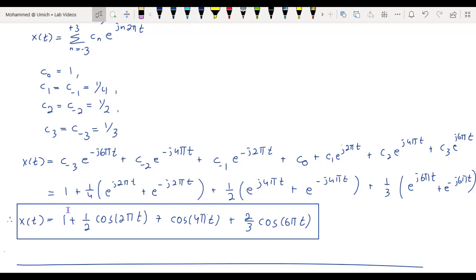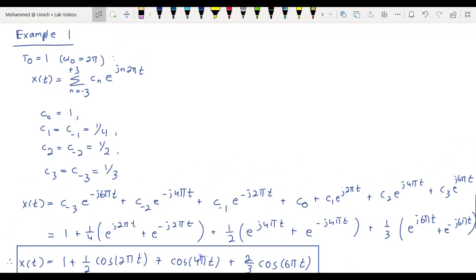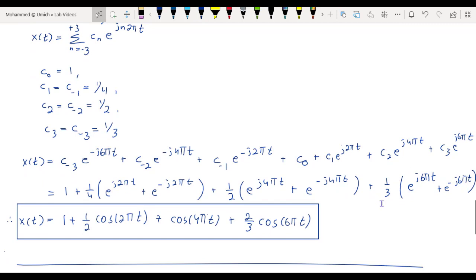And then using Euler's identity, e to the j theta plus e to the minus j theta equals 2 times cosine of theta, we get x of t equals 1 plus 2 times 1/4, which is 1/2, cosine of 2 pi t, plus 2 times 1/2, which is 1, cosine of 4 pi t, plus 2 times 1/3, which is 2/3, cosine of 6 pi t. And so this is the time domain expression for x of t given these Fourier series coefficients.